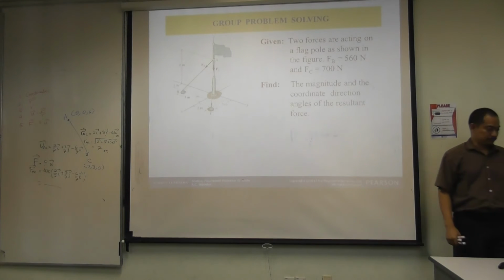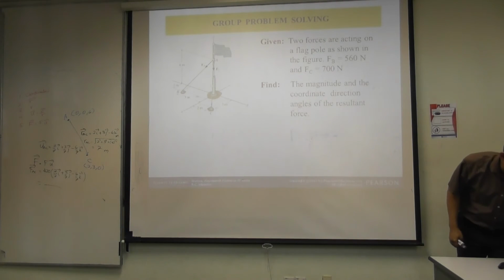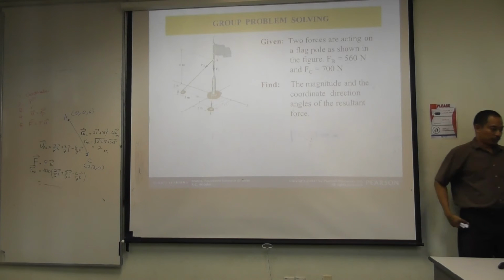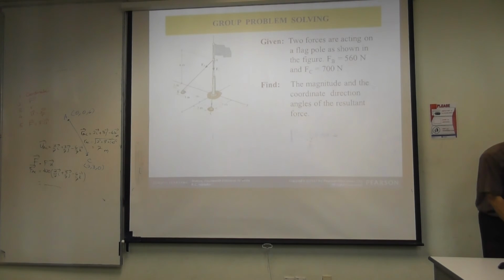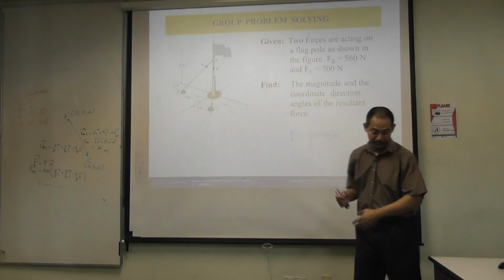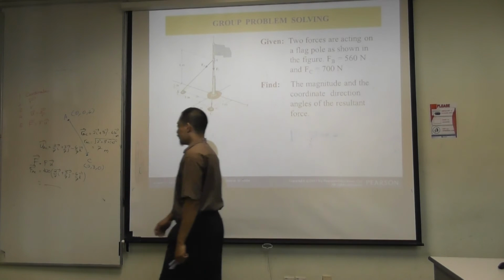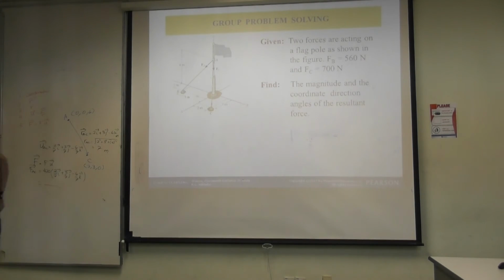Alright. Okay. So we have 2 forces acting on a flagpole as shown in the figure. So FB is 560 and FC is 700. Find the magnitude and coordinate direction angles of the resultant force. Alright, do you understand the question? What is given? You have 2 forces and then you should be able to get the coordinates and proceed, right? What will be the final answer?